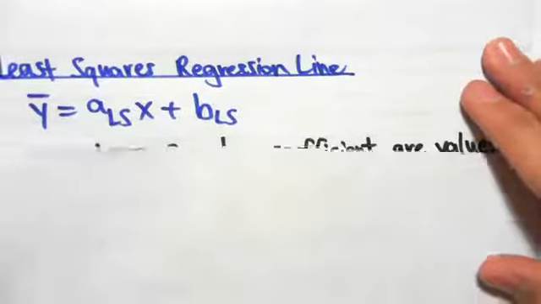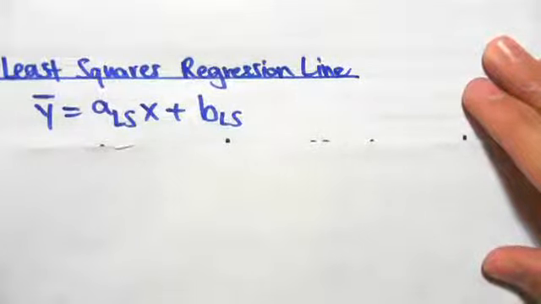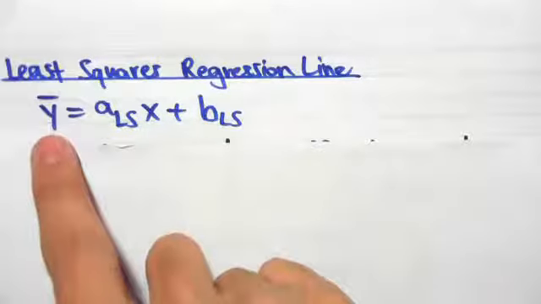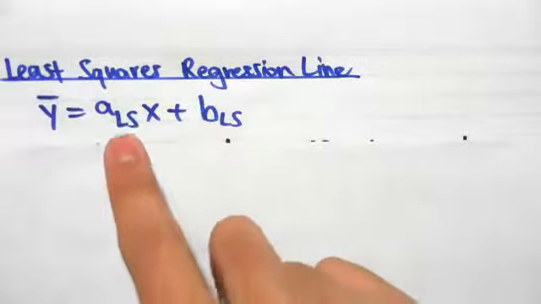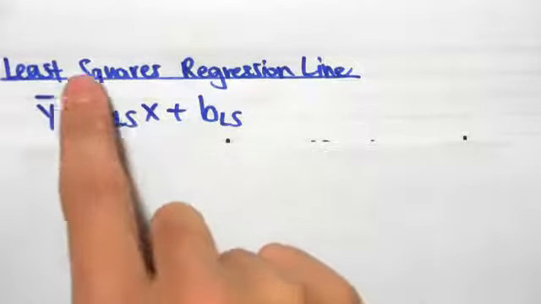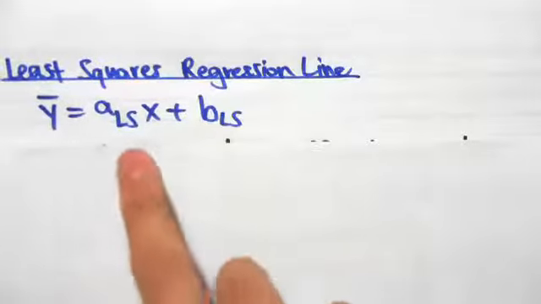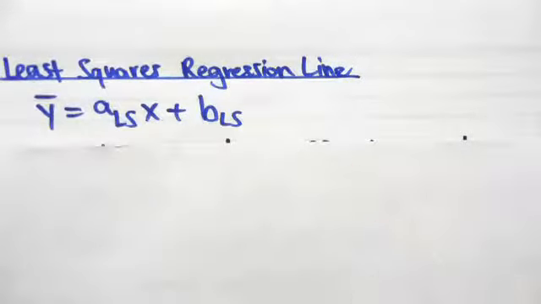We discussed this during the last part of the last video. We have a linear relationship of ŷ = a·x + b. The LS here basically means least squares. This line represents our line of best fit that will best describe the data.